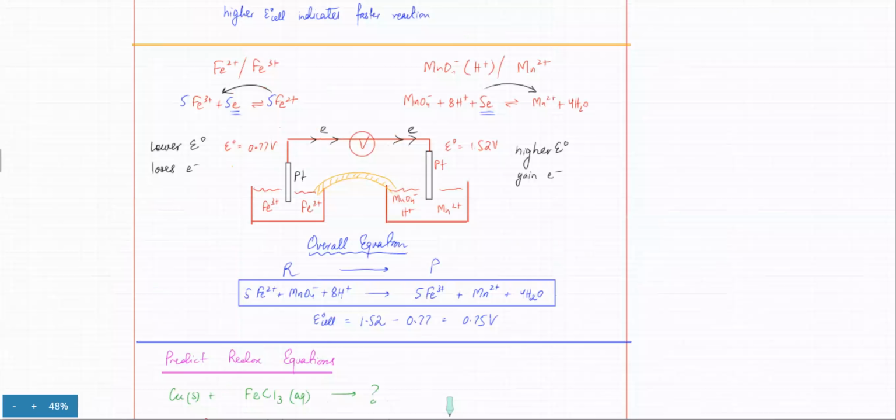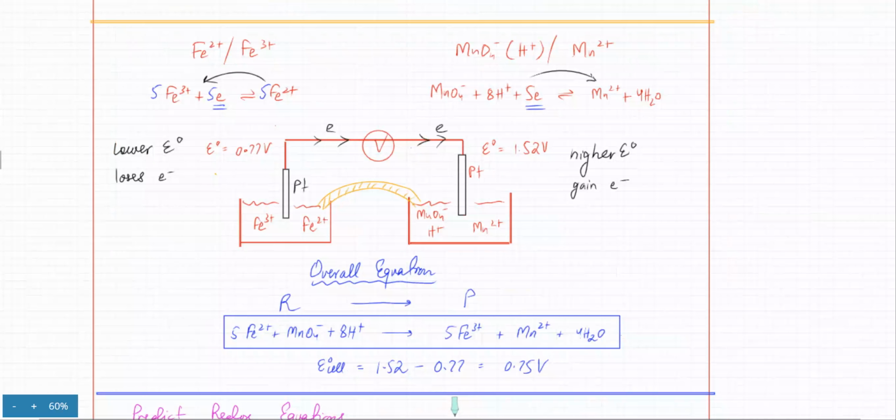For example, this cell over here. So earlier we were studying cells. Now in a cell, there's no external power source. I mean, there's no battery. There's a higher potential electrode, which over here was 1.52 volts, and there's a lower potential electrode, which over here was 0.77 volts. So in an electrochemical cell, there's no external power source. Whatever is driving the electrons, it's the chemical reaction that's happening.